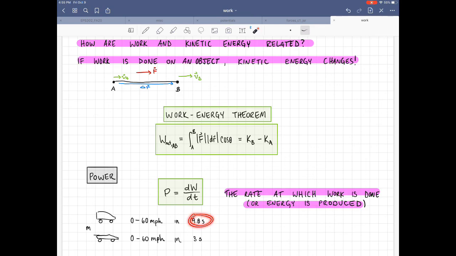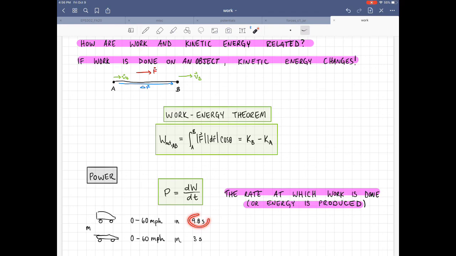And so after the 10 seconds or after the 3 seconds, both cars have the same kinetic energy, right? If they started from rest, their initial kinetic energy is 0. At the end, they're both moving at the same speed, and they both have the same mass, so that means 1/2 mv squared will be the same. So the amount of work done in each case is exactly the same. The total change in kinetic energy is exactly the same. So the dW part would be exactly the same.